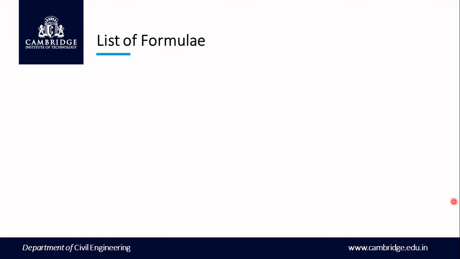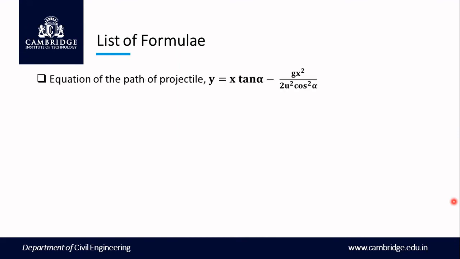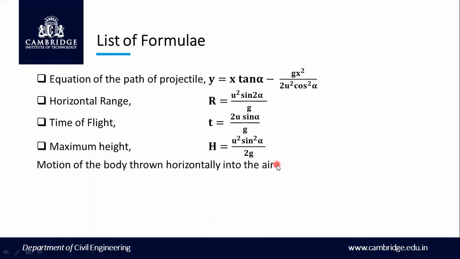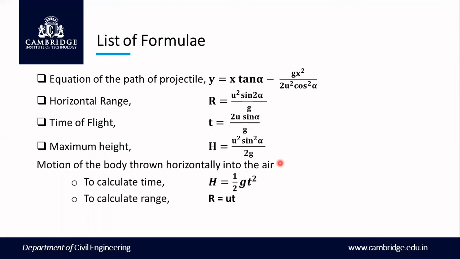So until what we learned, the list of formulas is as follows. First, we learned the equation of the path of projectile, that is this equation. Then we calculated the horizontal range, r is equal to u square sine 2 alpha by g. Then we calculated the time of flight, t is equal to 2u sine alpha by g. Then we calculated the maximum height, h is equal to u square sine square alpha by 2g. In addition to this, we learnt motion of the body thrown horizontally into the air, that is the bomb dropping problem. To calculate time, we require h is equal to half gt square. To calculate the range, we need r is equal to ut. So these are the set of equations that we need to remember to solve problems in projectiles.